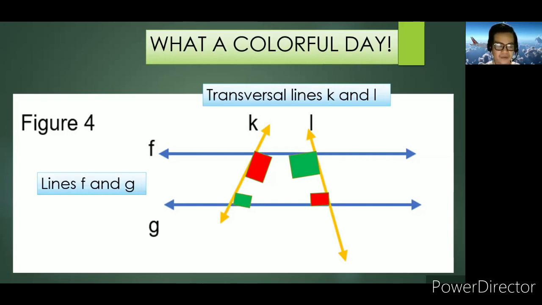Why is it so? Because the transversal lines K and L are not parallel with each other. So, in general, when two transversal lines are not parallel with each other, the measures of the pair of opposite interior angles are not equal. Therefore, they are not congruent. Yes, that's right.